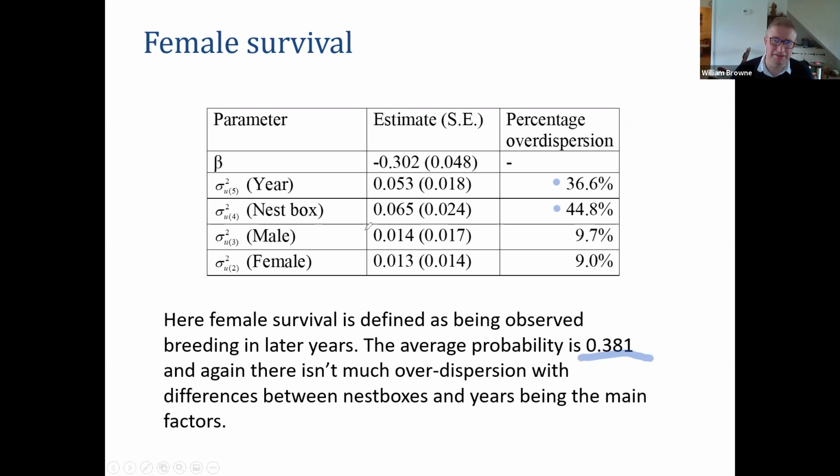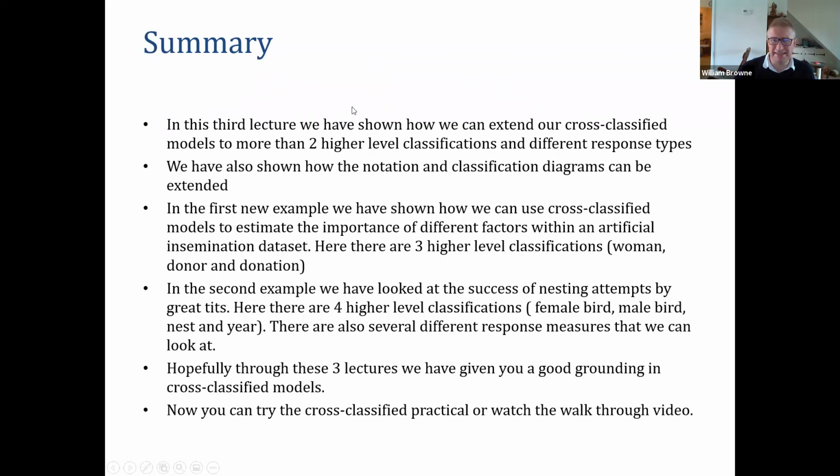Okay, so maybe there's some geography thing going on there, but we don't overinterpret these because these are overdispersions that are quite small. Okay, so if I clear those drawings, so that's a second example of using cross-classified models in practice. So that's the end of the lecture, really.